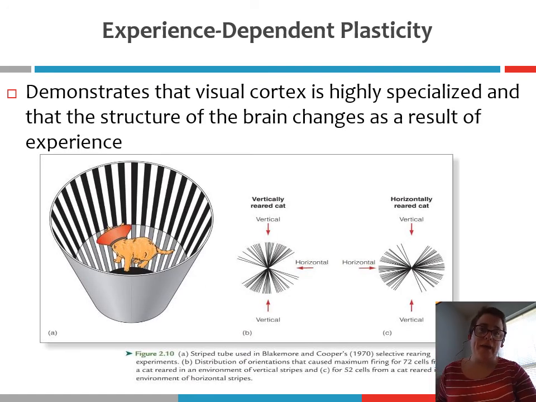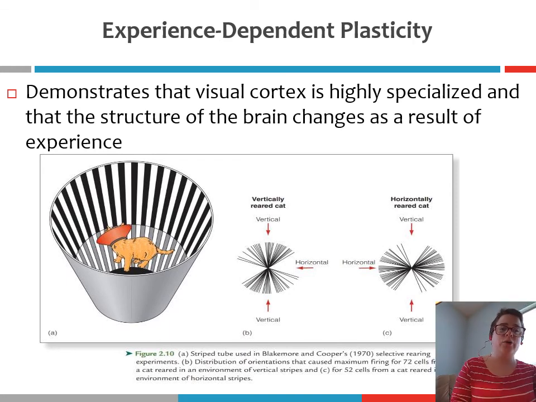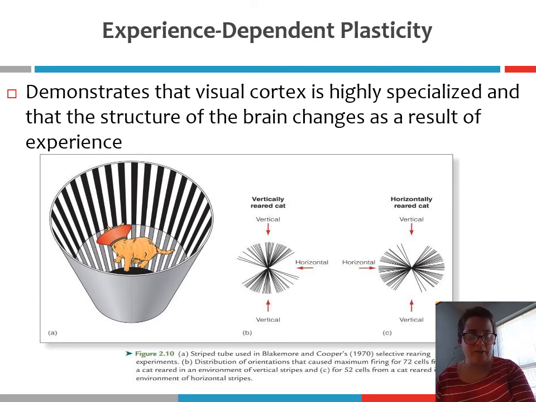So here is a picture that just shows you what the experimental apparatus was in this case. The cat was placed into this structure that showed them only black and white vertical bars, and they weren't able to see anything else in the environment because they were wearing a sort of cone on their head to block out all other visual stimuli, right?